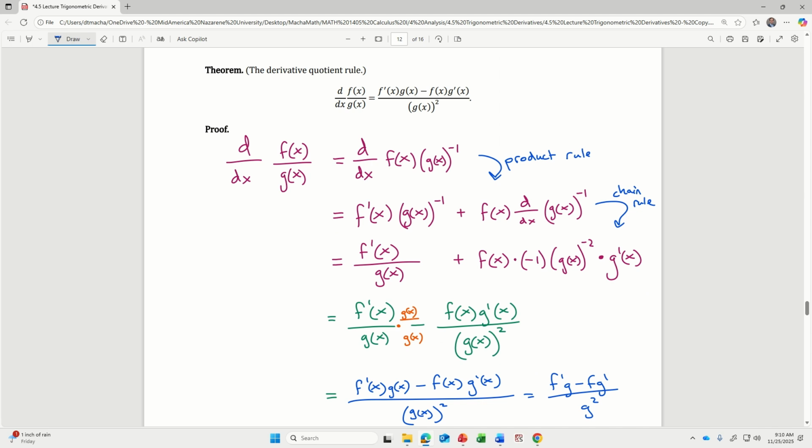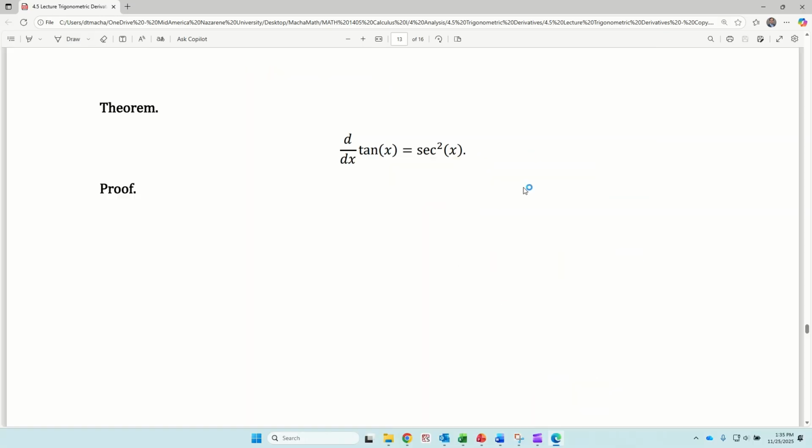And I like a proof like this where you don't have to go back to the definition of the derivative, because we've already proved other things, like we already proved the product rule and we already proved the chain rule. Now that we've proved the derivative quotient rule, we can use it to prove that the derivative of tangent is secant squared of x. And the proof proceeds like this.